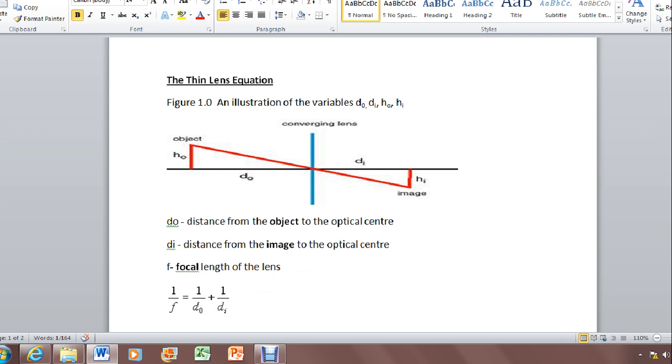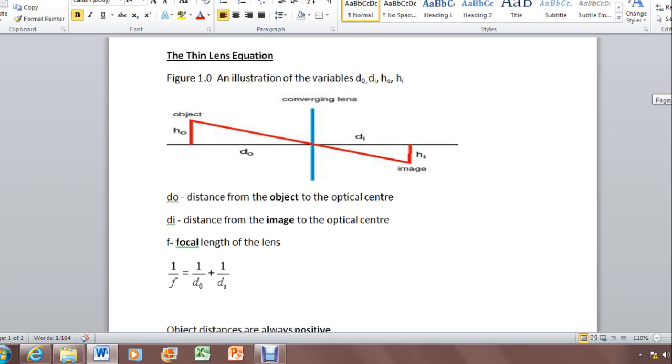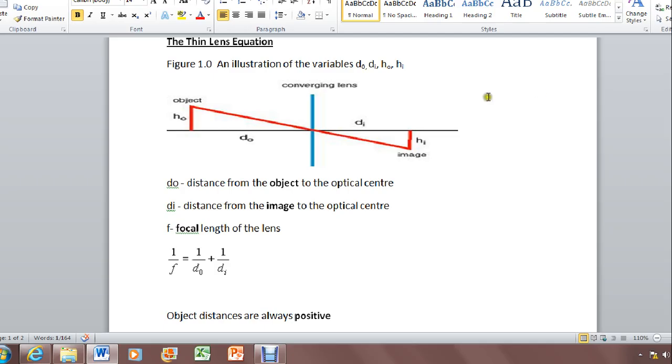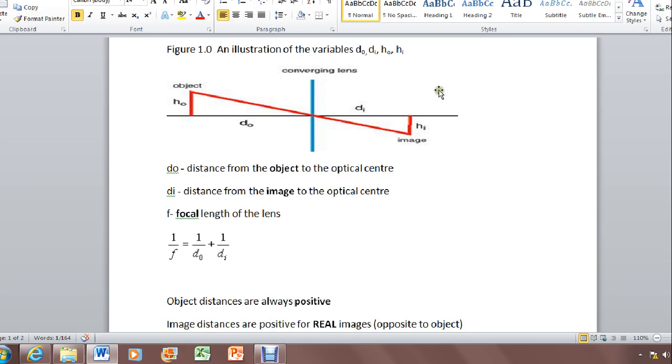All right, there's a few things to remember before we go any further, and that is that the object distance is always positive. So from here to the lens is always going to be a positive number. When we're talking about a real image, such as this picture here, if it's a converging lens, so where the light actually intersects and the image is formed on the opposite side of the lens than the object, we use a positive number to represent a real image.